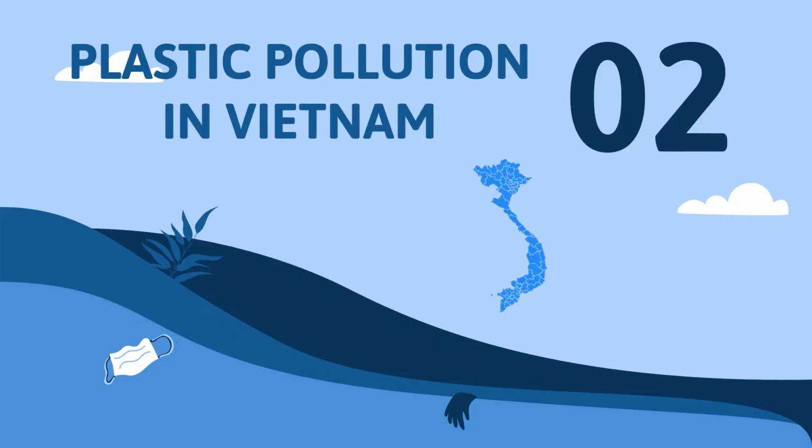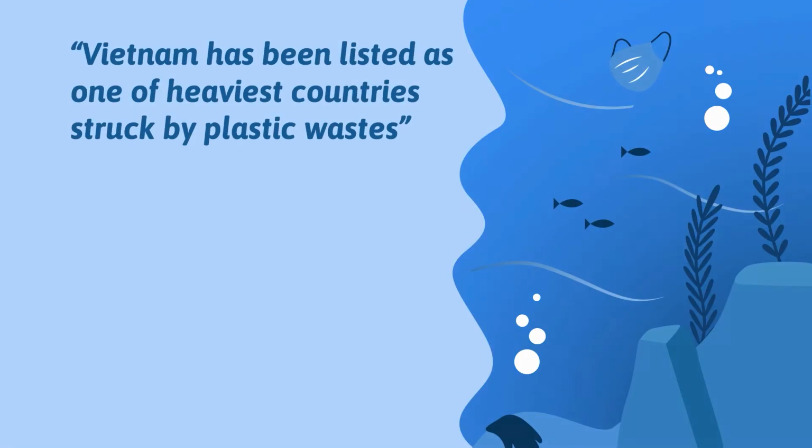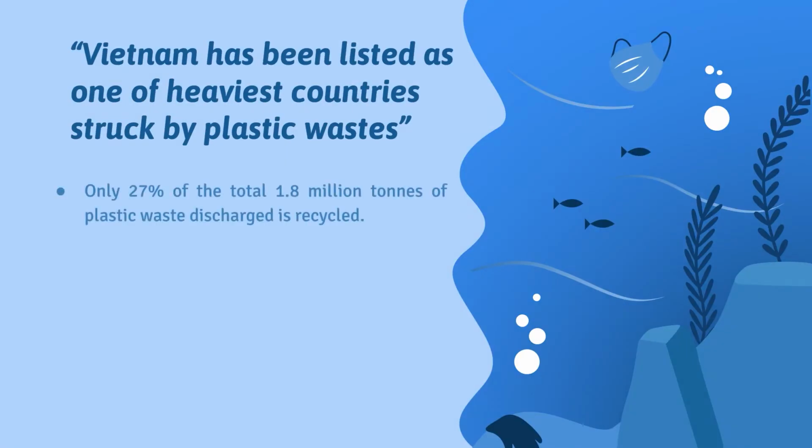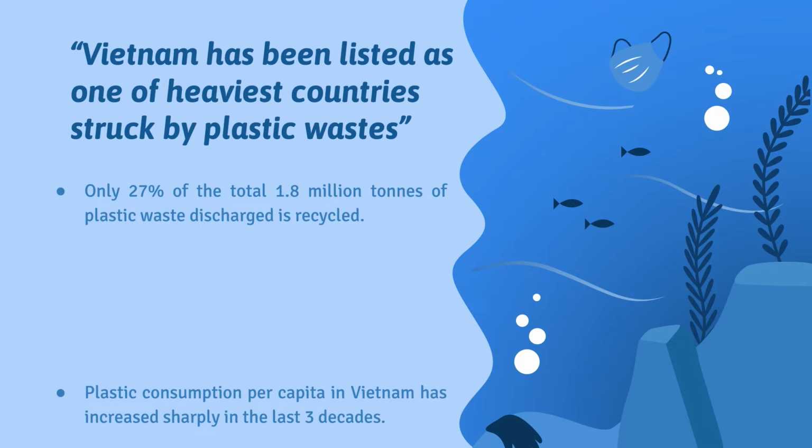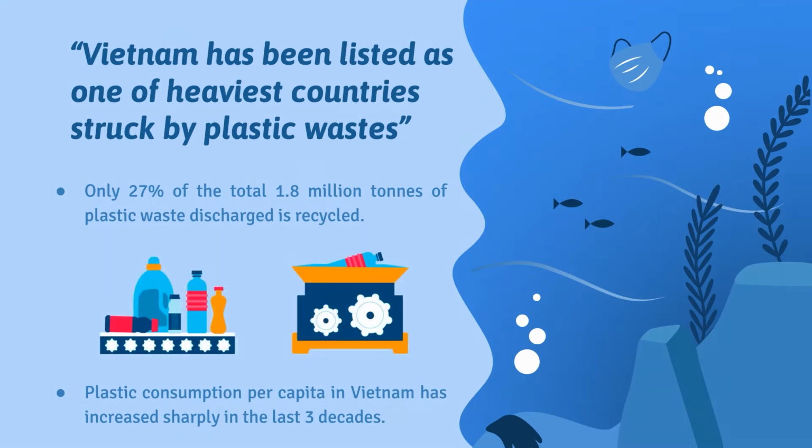Now let's discuss the severity of plastic pollution in Vietnam. According to research, Vietnam has been listed as one of the heaviest countries struck by plastic waste. Specifically, only 27% of the total 1.8 million tons of plastic waste that Vietnam discharges is recycled.